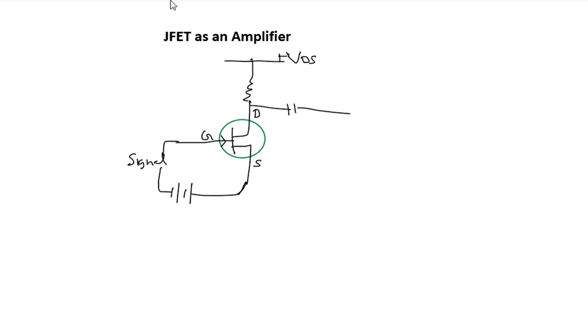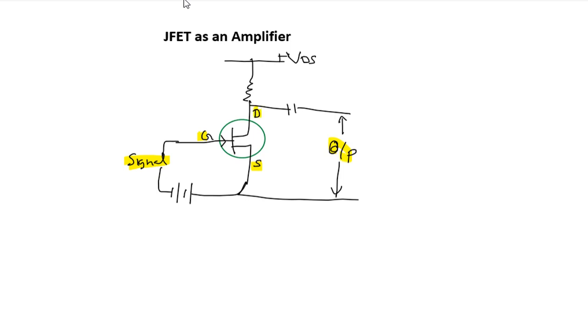You can use a capacitor. So the output will be in between the drain and source. So this is the output between drain and source. Okay, so the connection is over. So the weak signal is applied between the gate and source. So this is the signal applied. The amplified output is obtained between drain and source.